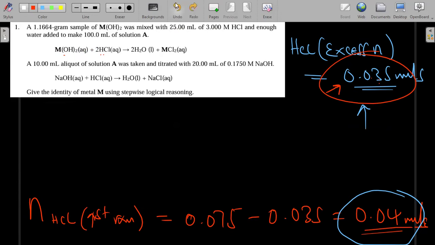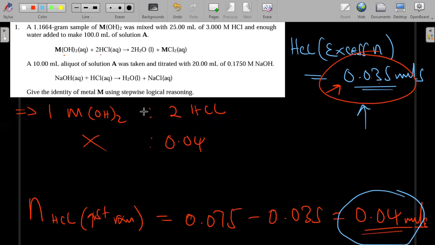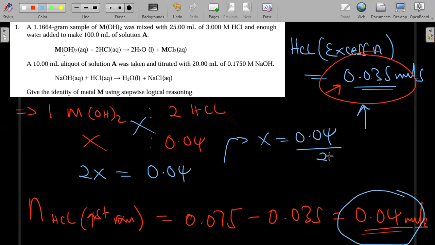So from this balanced chemical equation here, this one is already balanced, 1 mole of the metal hydroxide reacts with 2 moles of hydrochloric acid. So what if I have 0.04 moles? How many moles here am I going to have? So you cross multiply, you get 2x equals 1 multiplied by 0.04. And then we want to find x, so you divide both sides by 2. So x equals 0.04 divided by 2, and this will give you 0.02 moles.